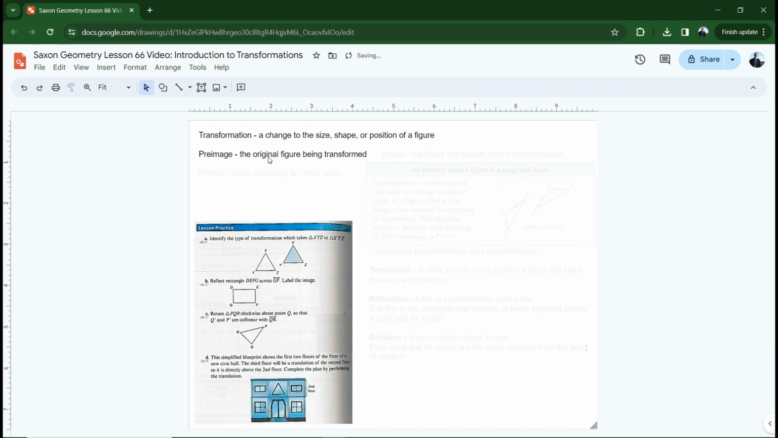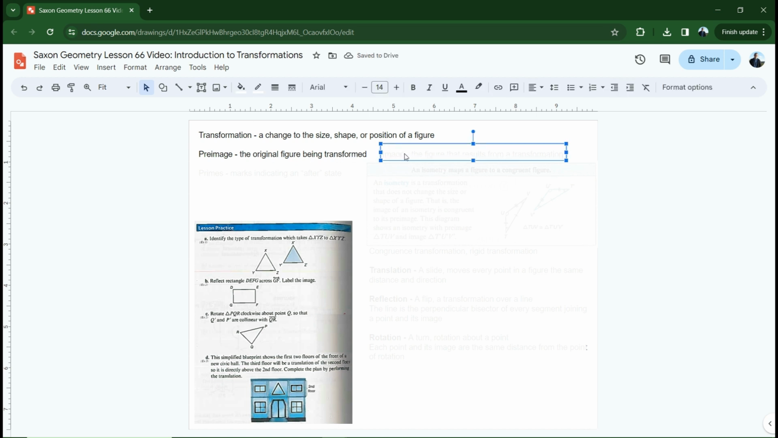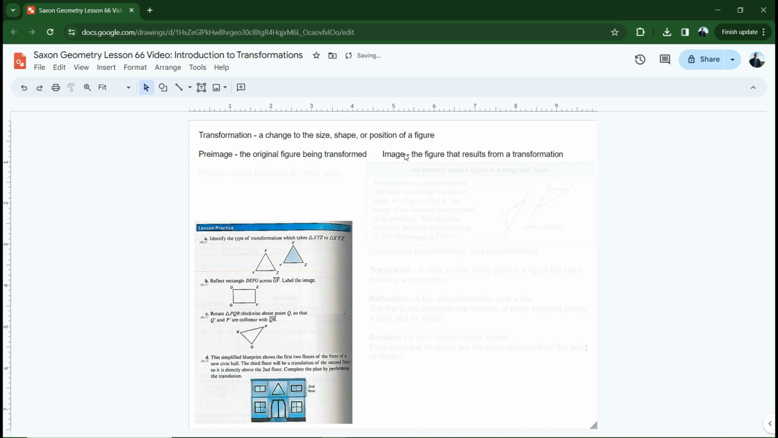Transformations have a pre-image, that's the image that was originally there before being transformed, and the actual image, the figure that results from a transformation. And we're going to see that when we refer to the pre-image and the image, the image always gets referred to with these special marks that indicate that we're dealing with the figure after the transformation. Those are called prime marks.